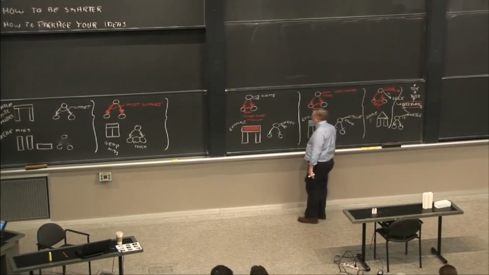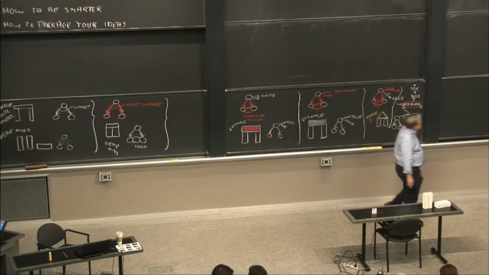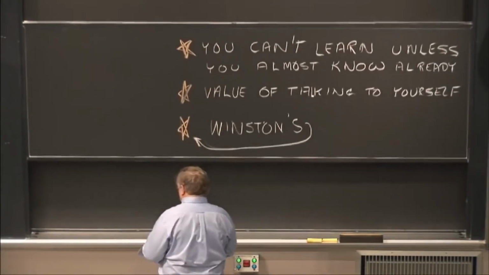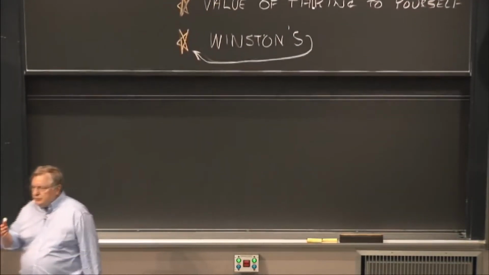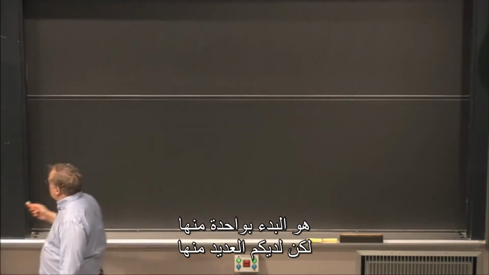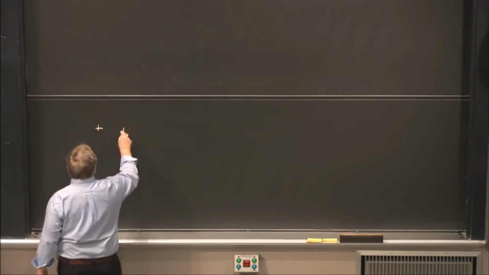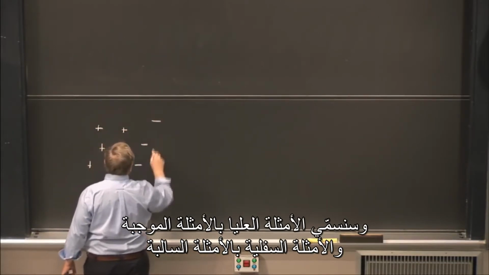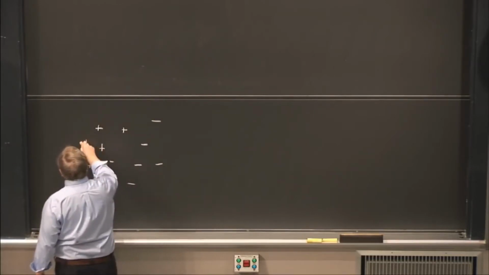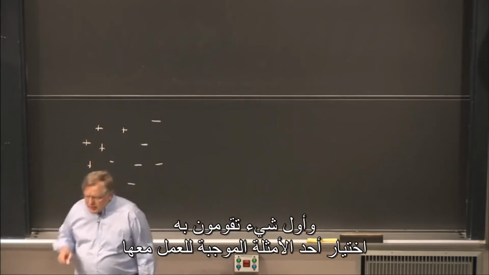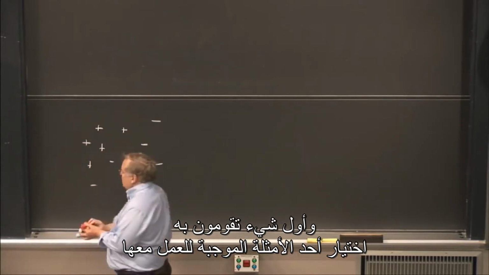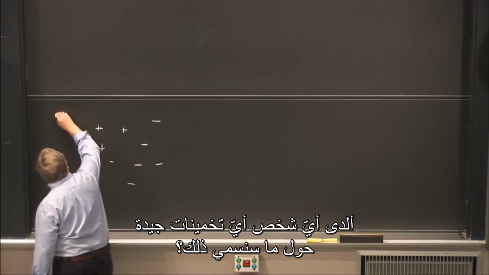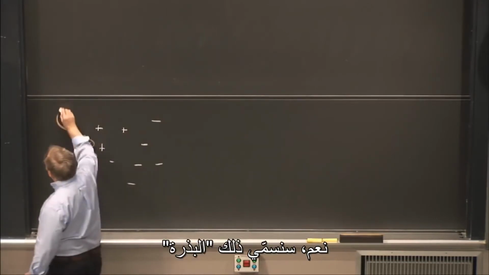What you do is you start with one of them, but you have a lot of them. You have some examples. We'll call the examples on top the plus examples, and the examples on the bottom the negative examples. So the first thing that you do is you pick one of the positive examples to work with. And anybody got any good guesses about what we're going to call that? Yeah, you do. We're going to call that the seed.